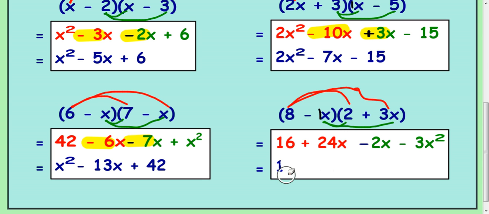Okay, so in this case, I'm going to leave the 16 at the front. You could put negative 3x squared at the start. I'm just going to leave it like that. 24x take away 2x is 22x, and then negative 3x squared at the end, just because it's a takeaway there. Quite often if it's a takeaway, we leave it to the end and not put it at the start. But you could quite happily do that and get full marks.